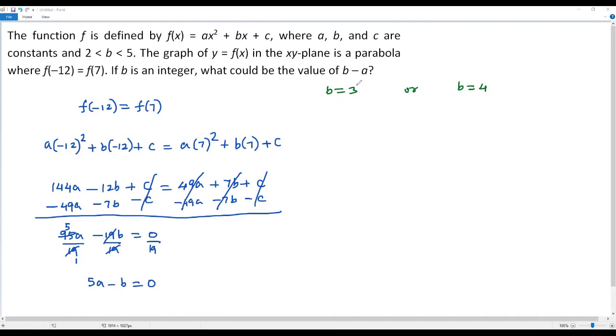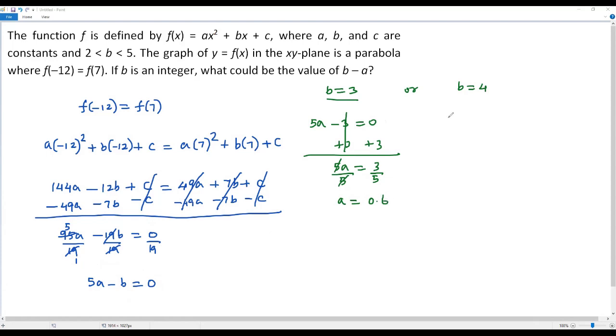For that, we plug in 3 for b in this equation. Then we get 5a minus 3 equals 0. Let me add 3 to both sides of this equation. Then negative 3 plus 3 will cancel. I am getting 5a equals 3. Let me divide both sides of this equation by 5. Then this 5 will cancel. I am getting a equals 3 divided by 5, which is 0.6.